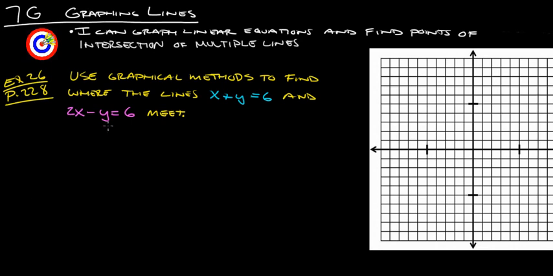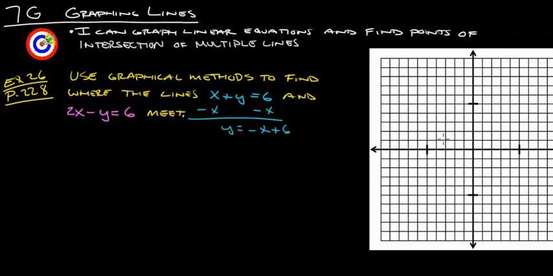One last thing here is we're going to use graphical methods to find where the lines x plus y equals 6 and 2x minus y equals 6 meet. It's asking us to use graphical methods, so we'll just graph both of those and see where they cross. I'm going to use the solve for y method here. I'm going to solve this one for y, so I'm going to subtract x from both sides, and I get y equals negative x plus 6.